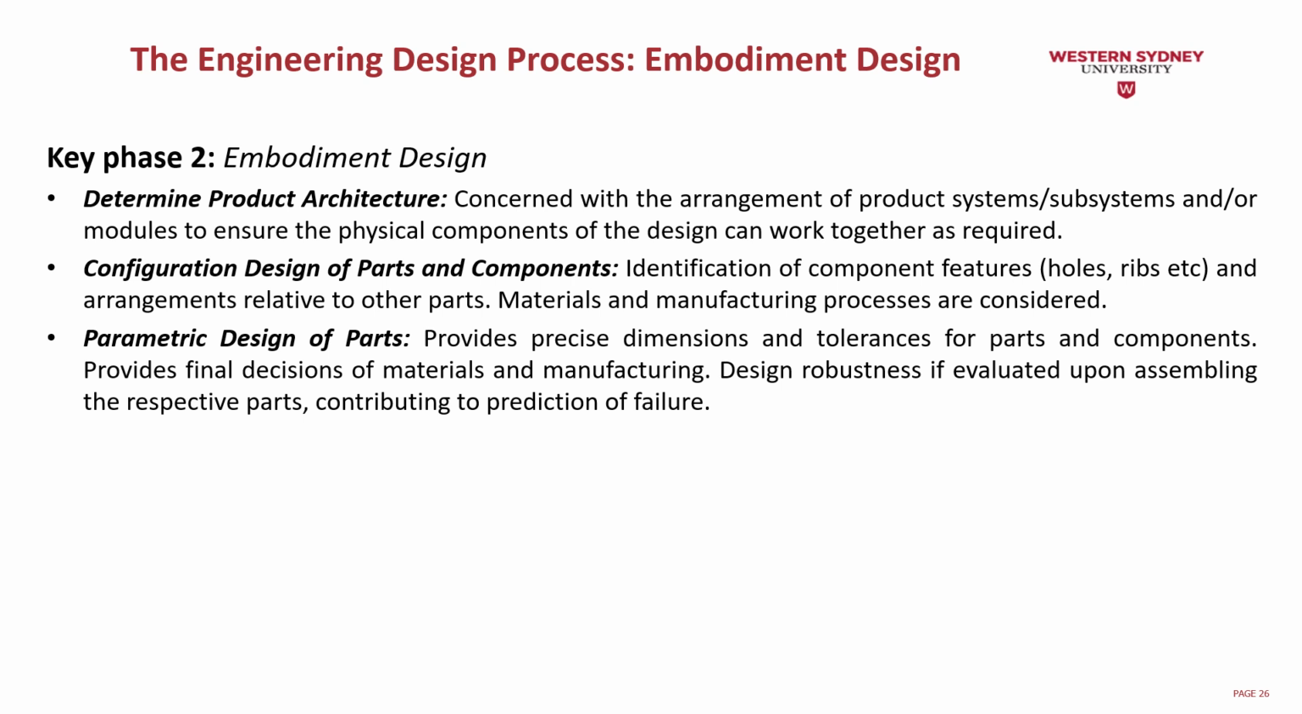Also, the configuration design of the parts and components, where we need to identify the component features, like holes, ribs, etc., and the arrangement relative to the other parts. Materials and manufacturing processes are considered. The parametric design of the part provides appropriate dimensions and tolerances for the parts and components. It also provides the final decisions on the materials and manufacturing. Design robustness is evaluated upon assembling the respective parts, contributing to the prediction of failure.